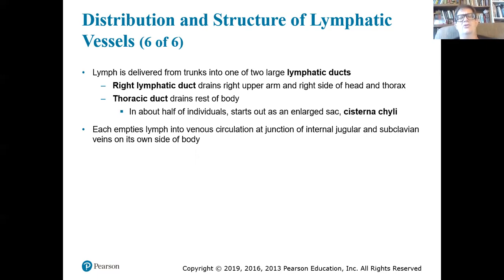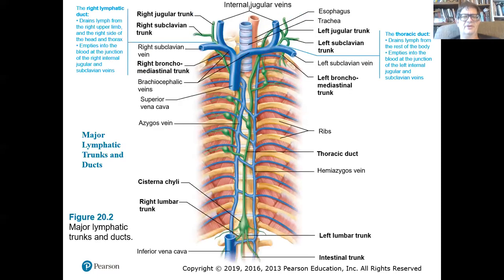Both of those are going to empty the lymph they carry back into the veins, the venous side of the blood, where the internal jugular vein and the subclavian vein are coming together. So, all right, moving on. And there's a pretty picture of it going down, diagram of what it looks like. Fine with that. Yes, you'll need to know the two ducts.